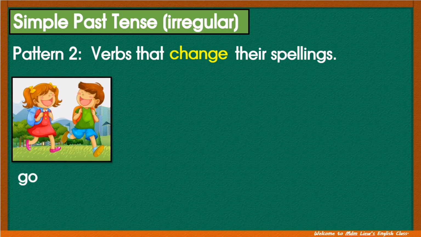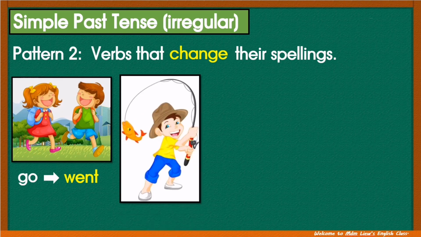The past tense of go is went. W-E-N-T, went. Go becomes went. Number 2. The action word is catch. The past tense of catch is caught. C-A-U-G-H-T, caught. Catch becomes caught.